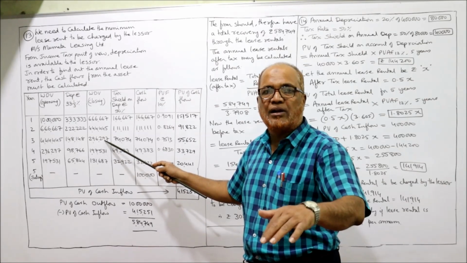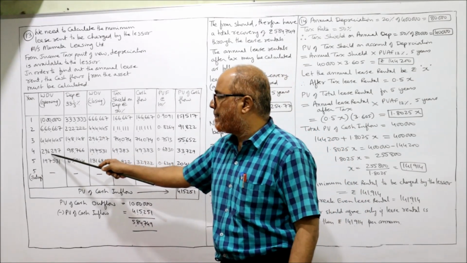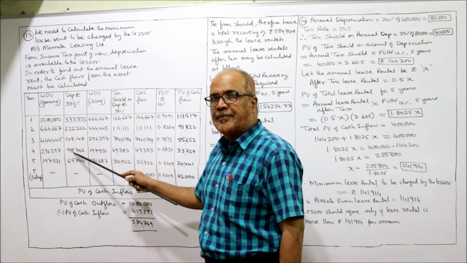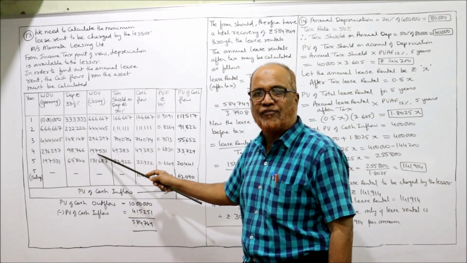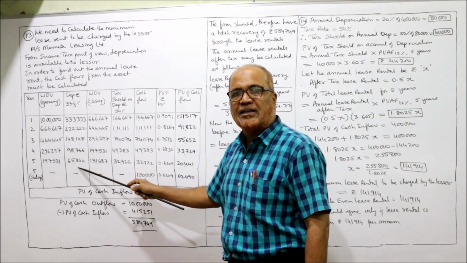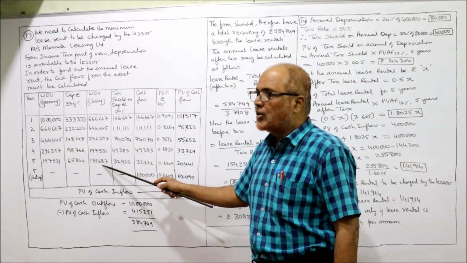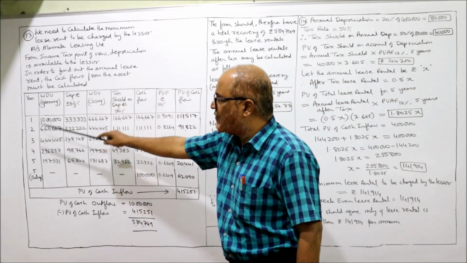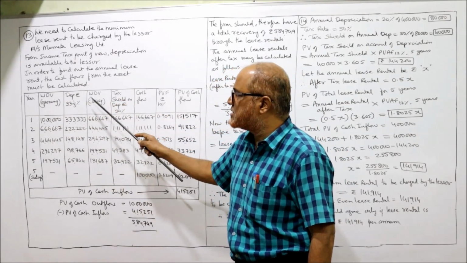Now this will become WDV at the beginning of the fourth year. Again 1/3. Deduct, closing WDV of fourth year. This will become opening WDV of fifth year. Again 1/3. This is the closing. So these four columns we have completed: year column, WDV, depreciation, WDV.